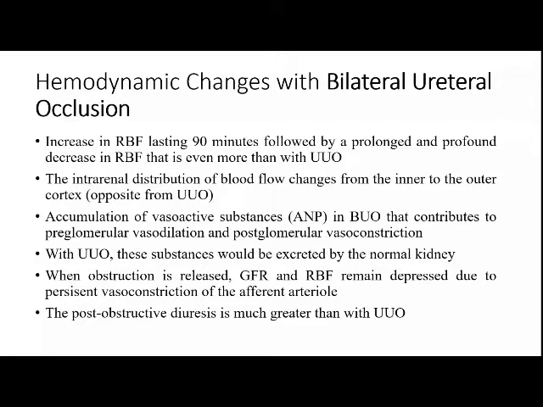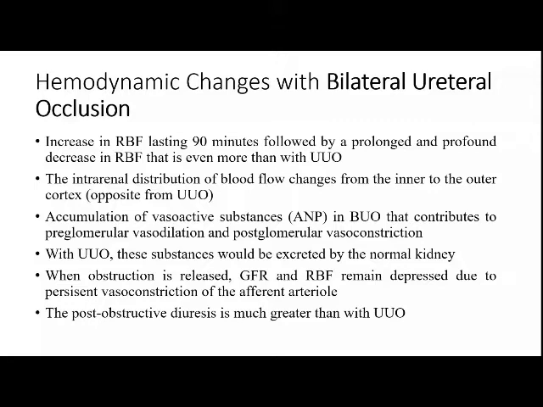In bilateral obstruction, there will be accumulation of vasoactive substances. Most recently detected was ANP, atrial natriuretic peptide, which contributes to pre-glomerular vasodilatation. In unilateral obstruction there will be vasoconstriction, but here pre-glomerular vasodilatation and post-glomerular vasoconstriction occur in bilateral. So why does this occur? Because in unilateral obstruction, the substances from the obstructed kidney are excreted by the normal kidney, which tries to compensate.